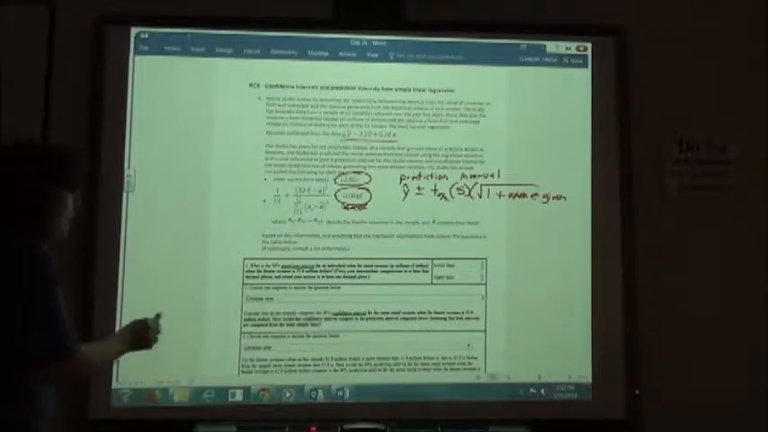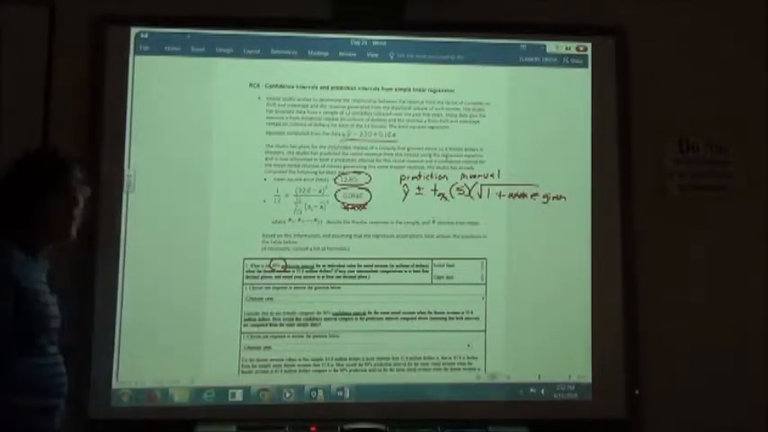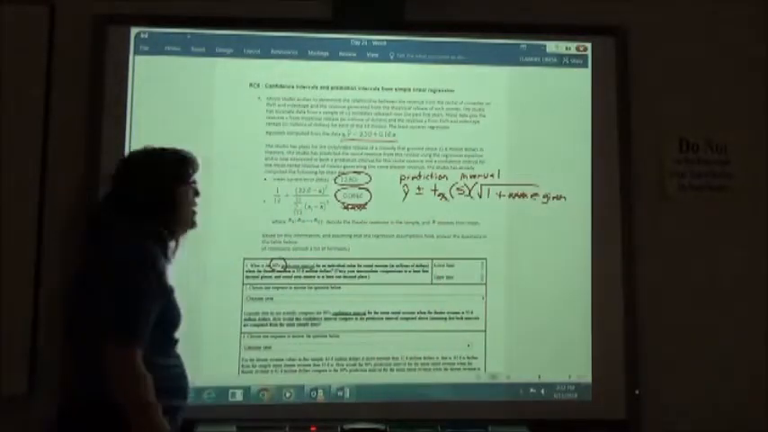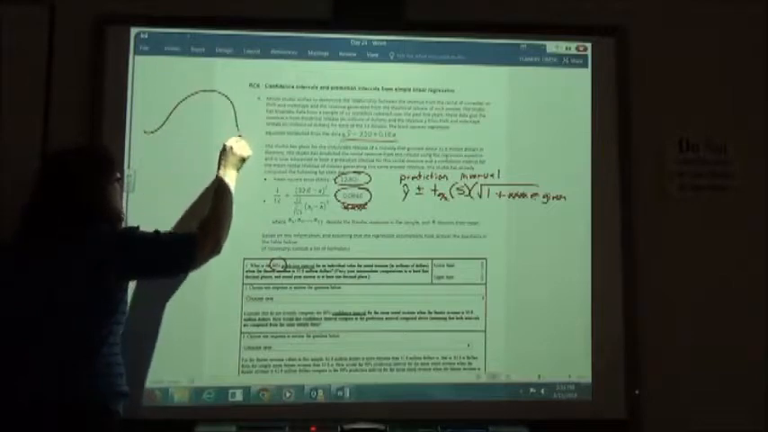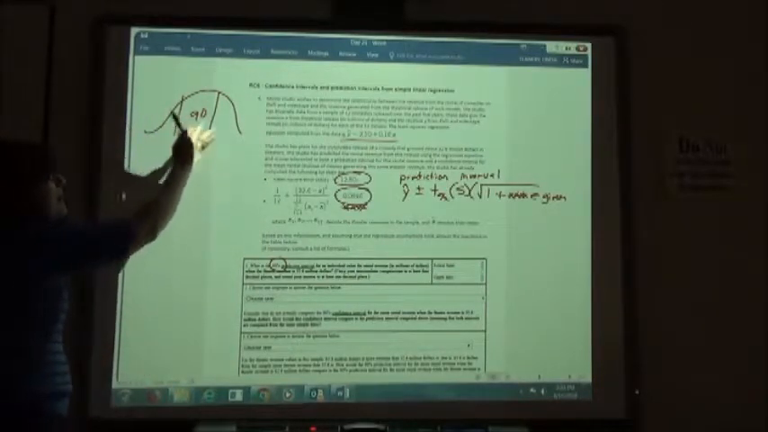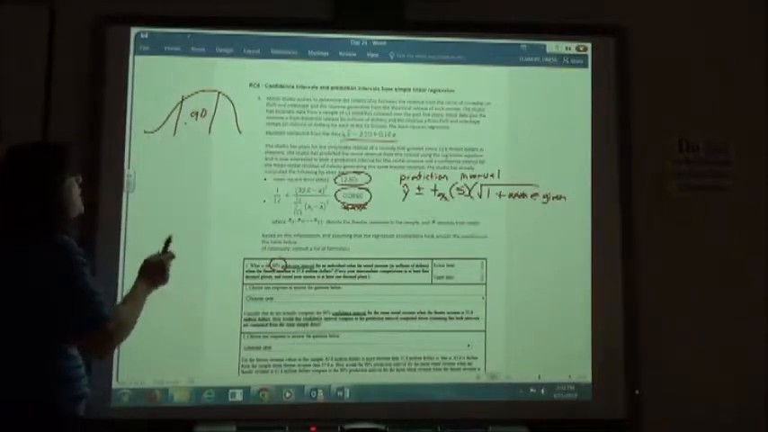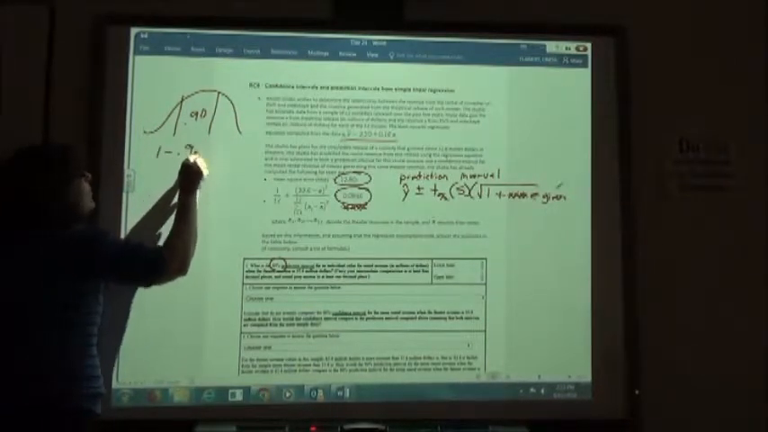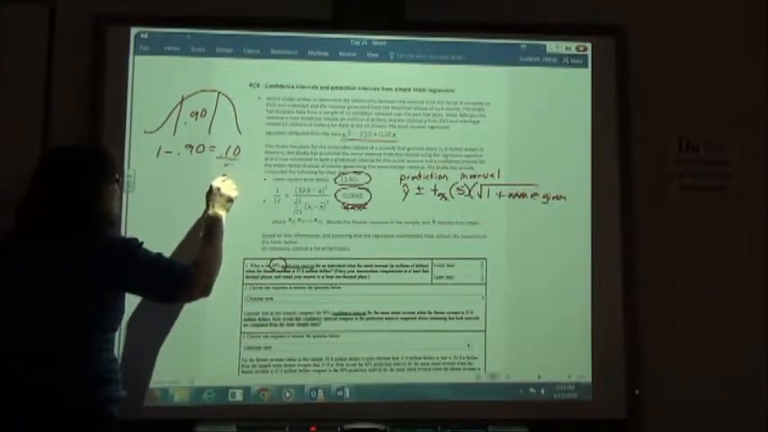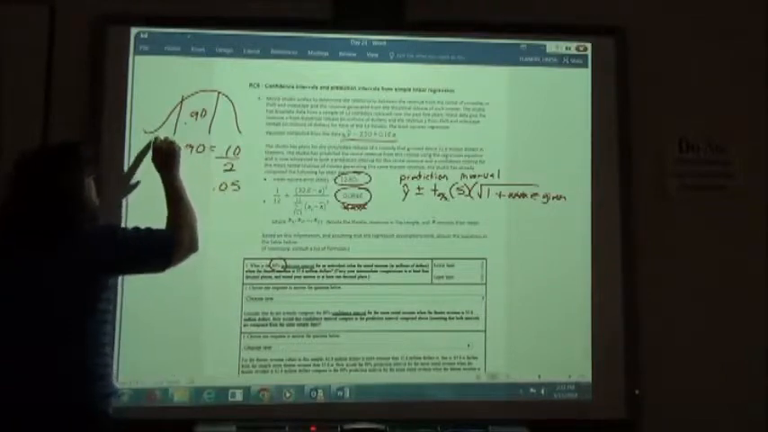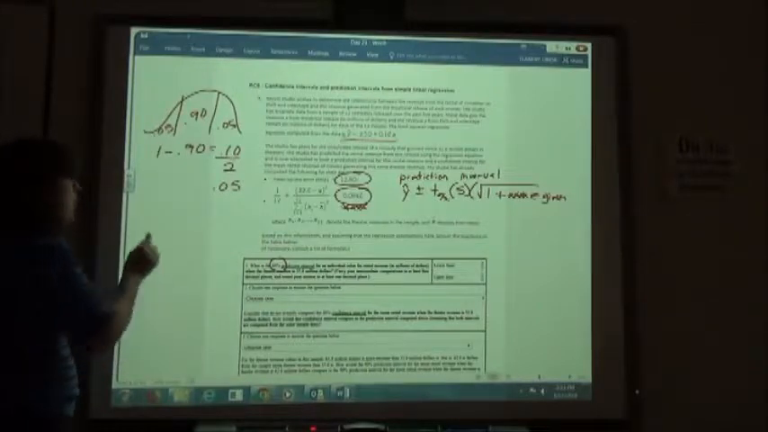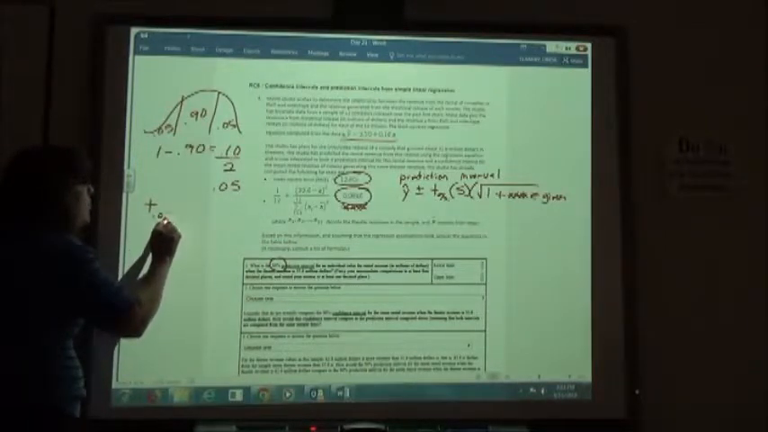First of all, it tells us that we want to do a 90% prediction interval. That is important because we have to do this right here. A 90% prediction interval means that 90% is in the middle and we're finding the percent on each end of my expression here. So we do 1 minus 90%, which would be 10%. We then divide it by 2, so 5% would be on each end. So we know that we're going to do t sub 0.05.